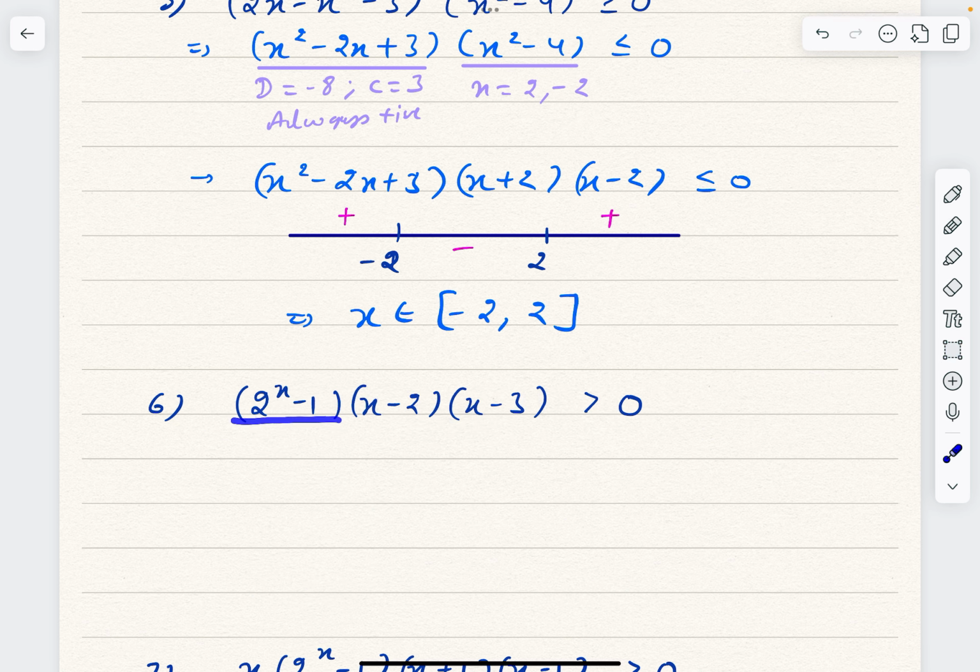2 power x minus 1, x minus 2, x minus 3 greater than 0. In this problem, we have a new kind of thing here, 2 power x. So give it a try. Let's discuss.